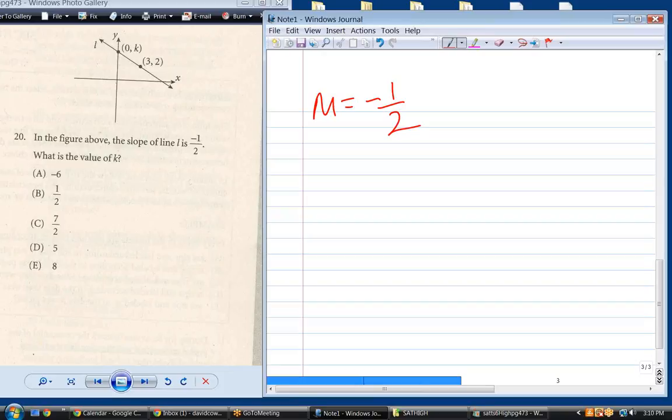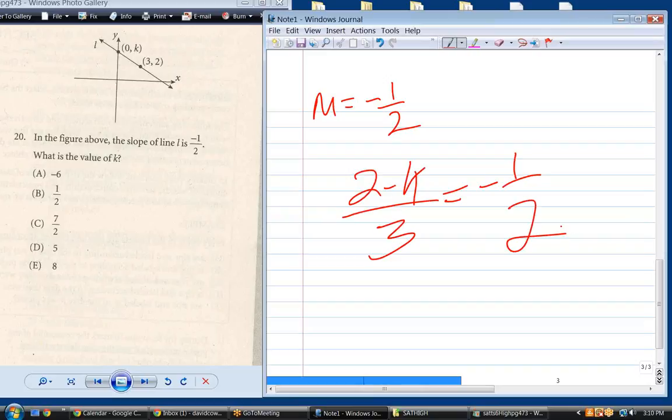You get the slope of that line. You have to find out what K is. Well, that's what they're asking. The slope would be 2 minus K over 3 minus 0. Okay. Solve that.